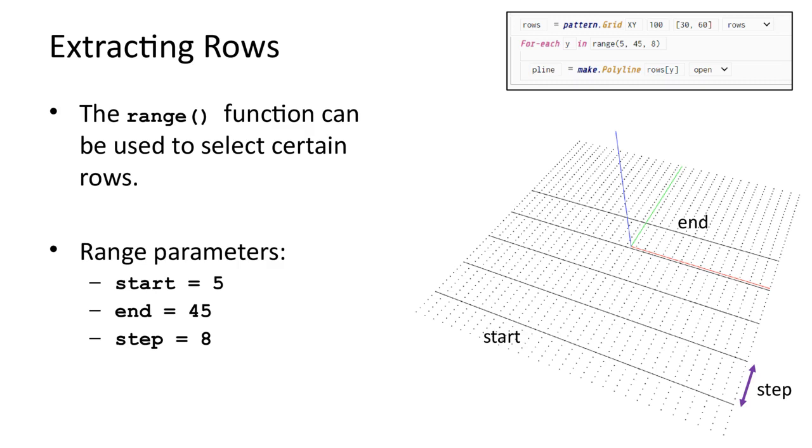A range function can be used to select certain rows. Using the start, end, and step parameters allows you to control which lines get selected. In the code, we can see that a for each loop is used to create a series of polylines.